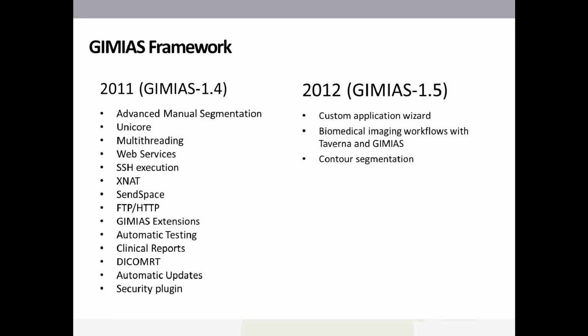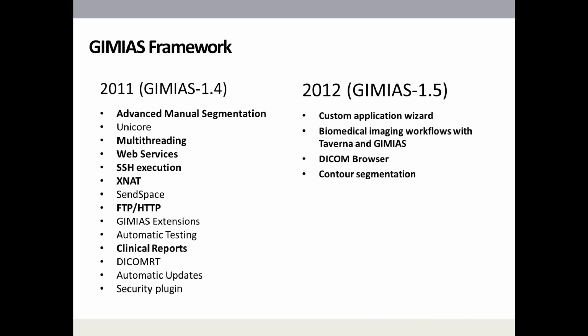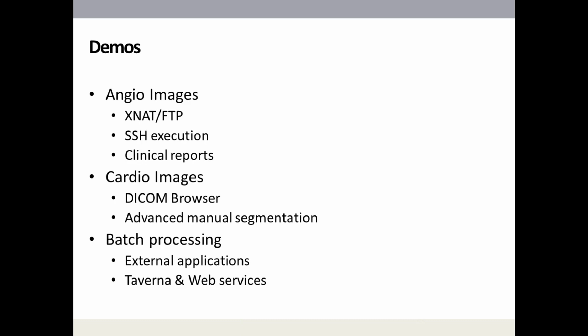So we'll start with the list of new features that have been included in the two versions, 1.4 and 1.5. And in this webinar we will focus on some of these features that you can see in bold. To explain these features, we will focus on 3 use cases. The first one is the Angio Images. We will use a cerebral aneurysm image to show you these features: XNAT, FTP, SSH execution and clinical reports.